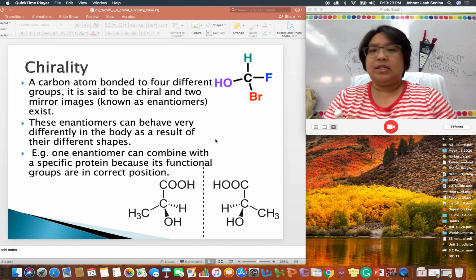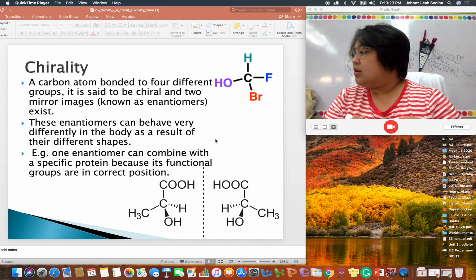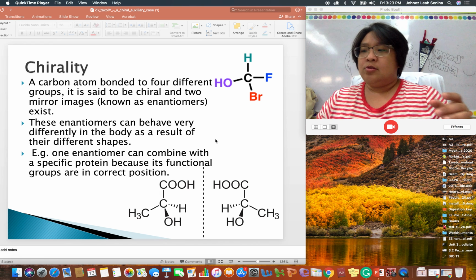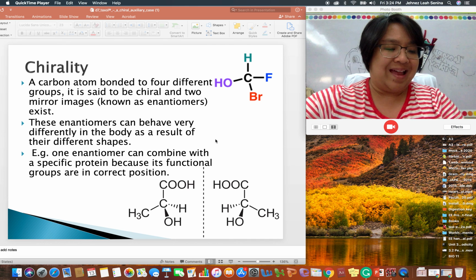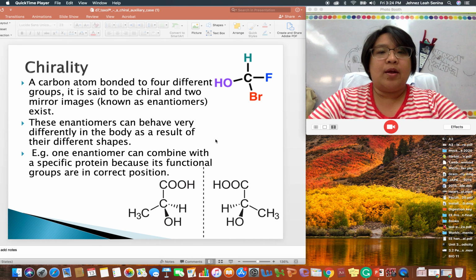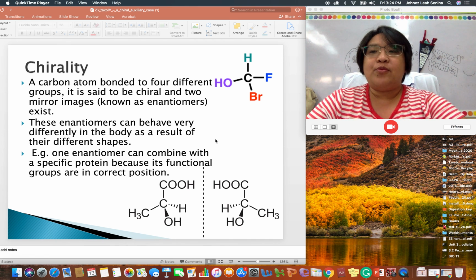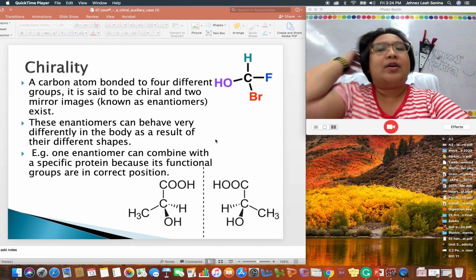Okay, so D7, Taxol, a chiral auxiliary case study. We're going to have to dig deeper into this drug called Taxol. Taxol is a drug for cancer. All right, but before that, we start with the concept of chirality.